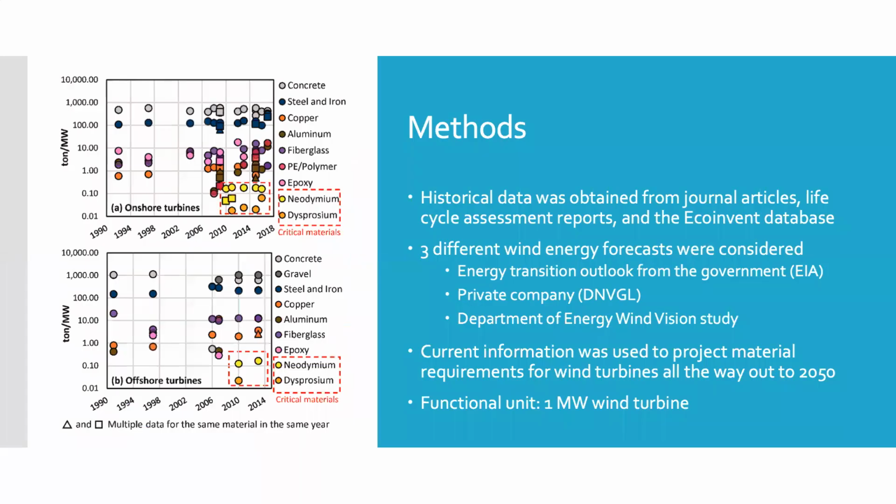All right, so getting into the actual methods of this study, in order to assess the environmental impacts of wind energy or wind turbines all the way out to 2050, this study relied heavily on wind energy forecasts and projected material productions. First, they did that by looking through historical data from journal articles, life cycle assessment reports, and the EcoInvent database. But they also used three different wind energy forecasts, which were the Energy Transition Outlook from the government, private companies, and the Department of Energy Wind Vision Study.